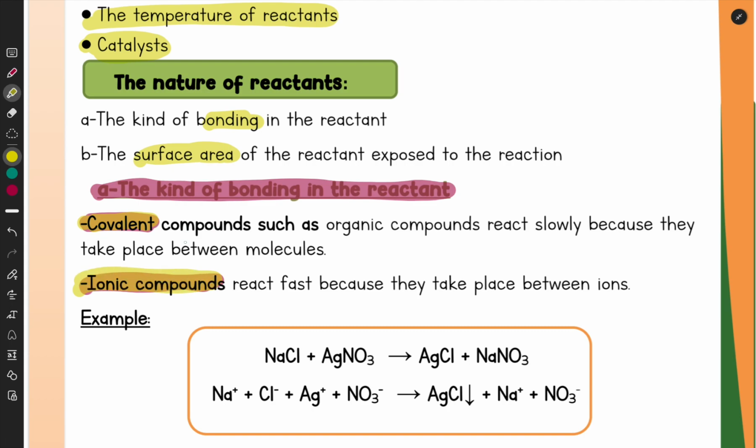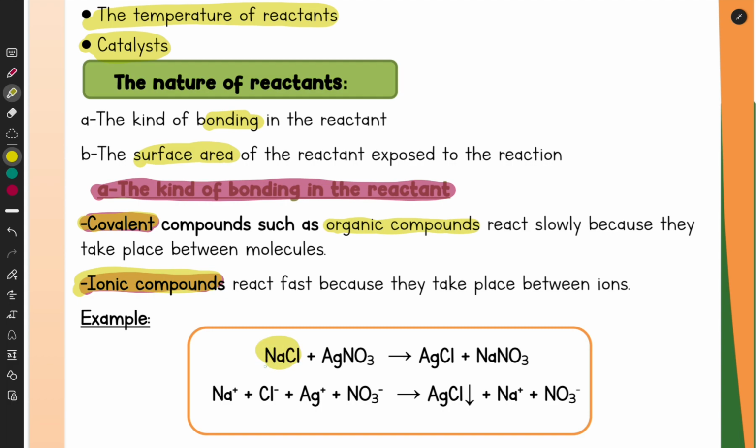First, covalent compounds such as organic compounds. What is the meaning of organic compound? Any compound that results from a living organism, like your hair, your nail, the paper you use that is made up of wood. Covalent compounds such as organic compounds react slowly because they take place between molecules, while ionic compounds react very fast because they take place between ions.